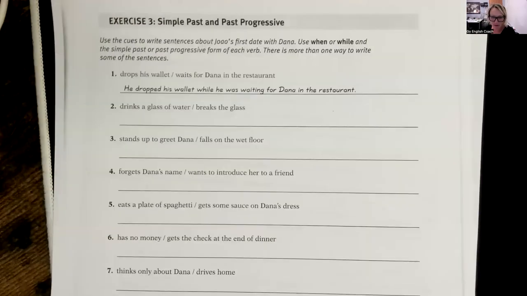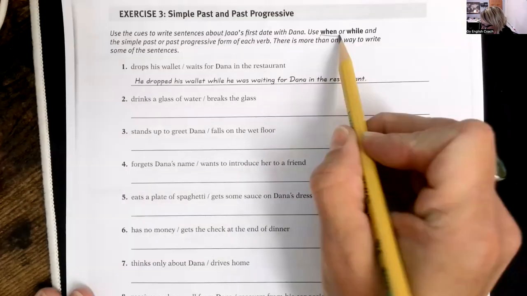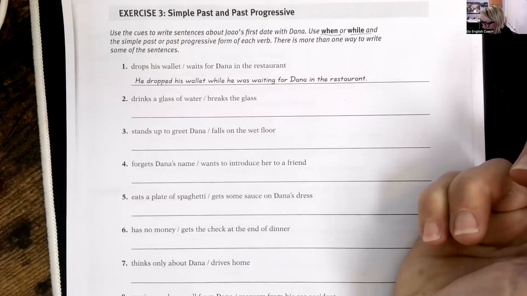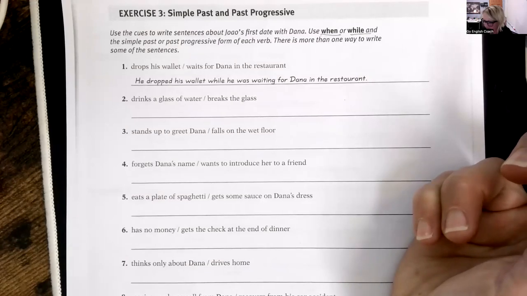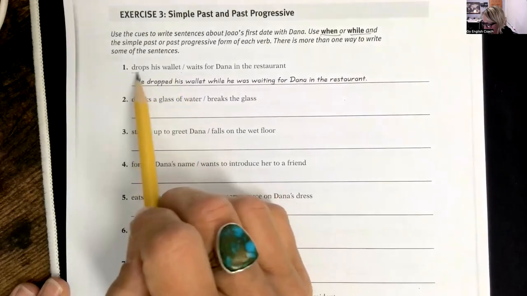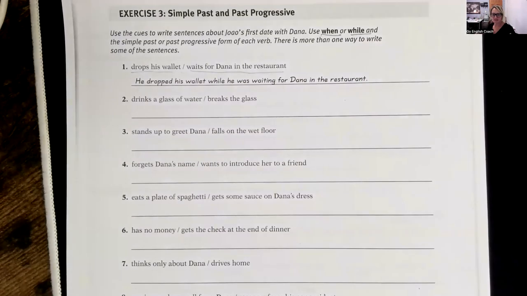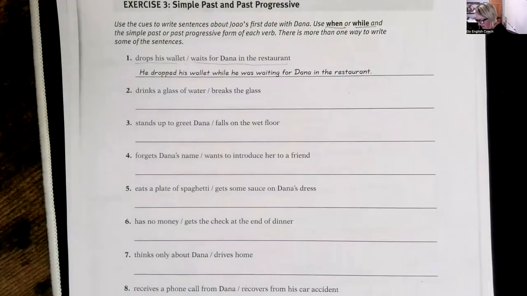So this is a simple past and past progressive activity. It says use the cues to write sentences about Zhao's first date with Dana. Use when and while and the simple past or past progressive form of each verb. Okay, so they're going to give you these kind of phrases, and then we're going to combine them to make one complete sentence. Okay. All right. Well, let's get started.